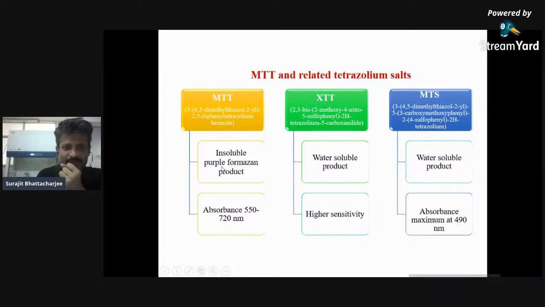The main problem with MTT is that its formazan is insoluble, and for solubilization we need to add either acetic acid or DMSO. In addition, it was also observed that MTT itself is cytotoxic. Therefore, in our laboratory, we have started using XTT as an alternative to MTT.